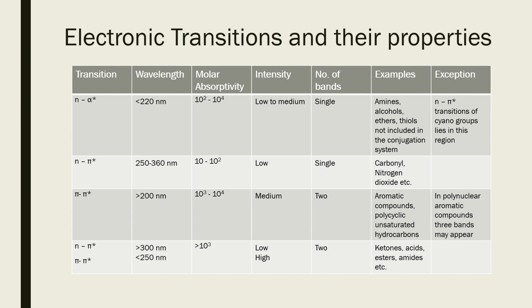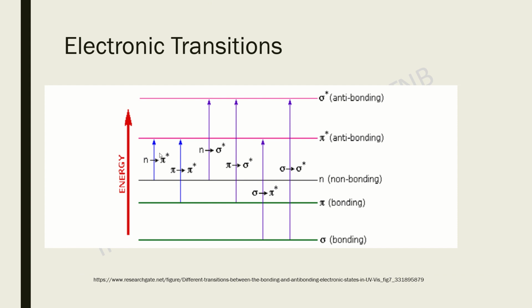Now we'll talk about n to pi star transition. This transition is also known as forbidden because the intensity is very low. As you can see here, the energy absorbed is very low. Thus, the intensity is very low in this type of transition. That is why they are forbidden.